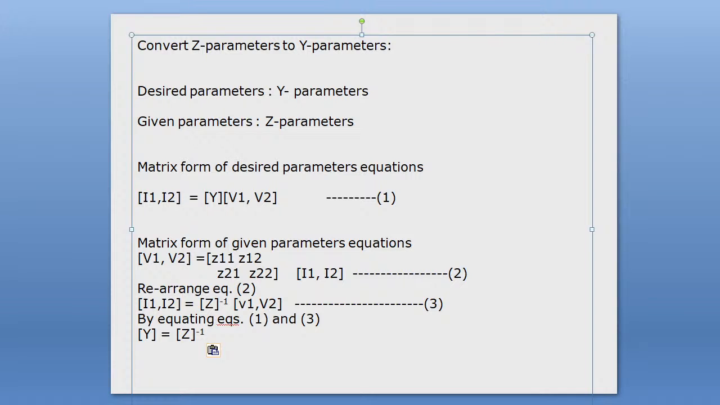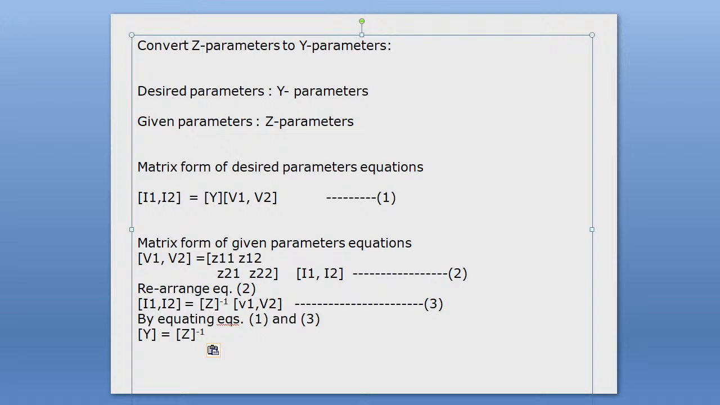Okay, if you have any doubt or you have faced any difficulty to understand this point, you would write in your chat box. First, we have written the network equation in terms of the given parameter and desired parameter, and we have represented this equation in matrix form.